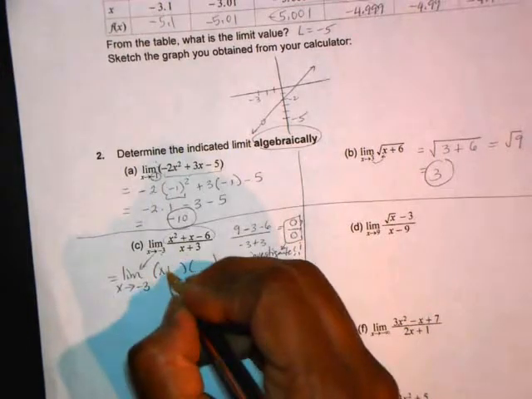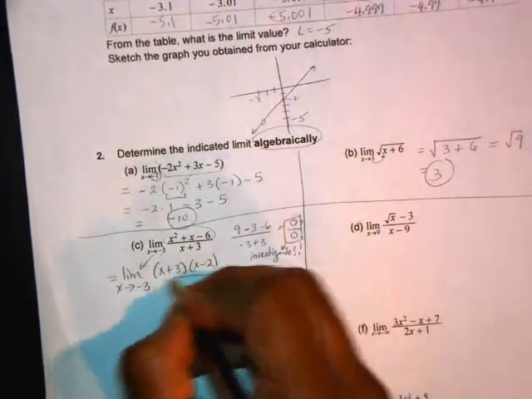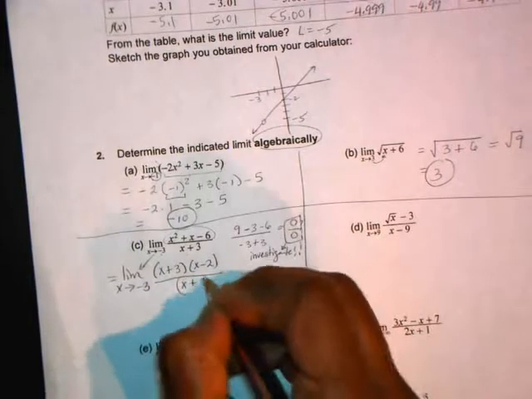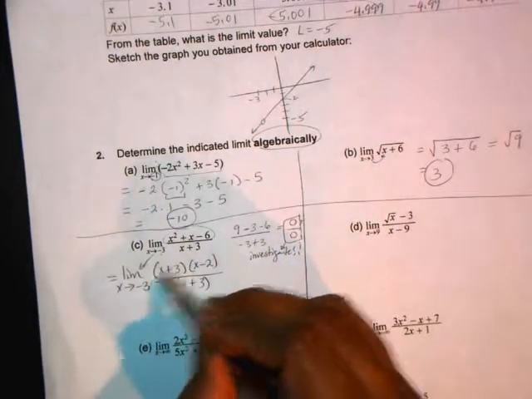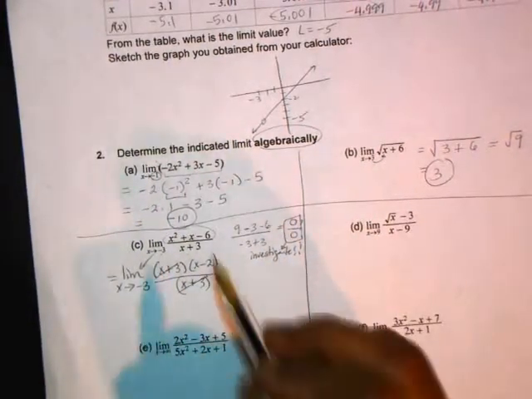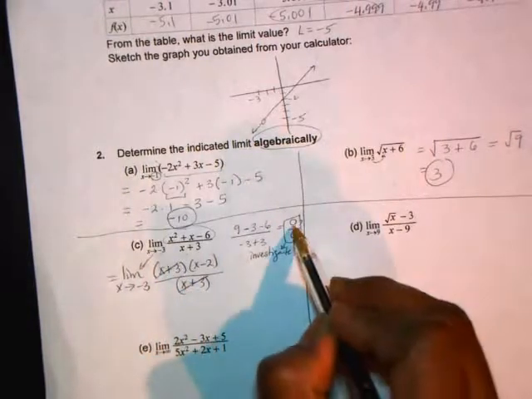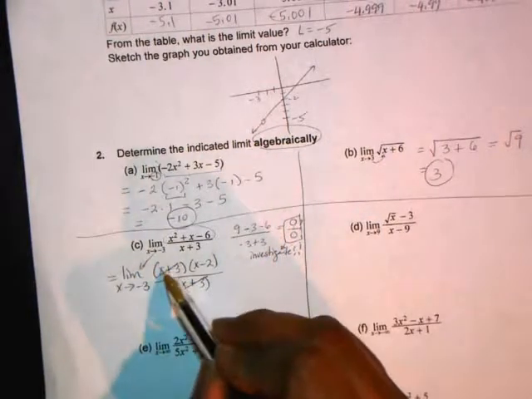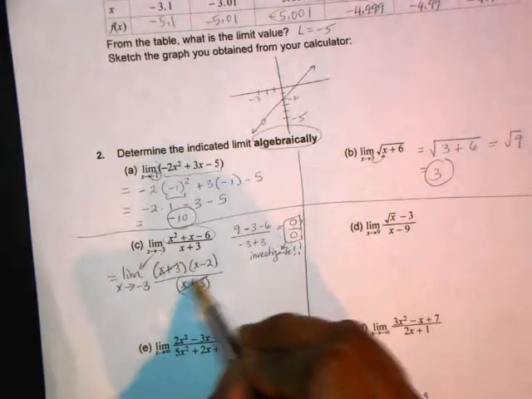It's going to be (x + 3)(x − 2) divided by (x + 3). Now if you do this correctly, you'll always have something that's common. This was what was causing the 0 over 0. When I plug in −3 here, that becomes a 0 and that becomes a 0.